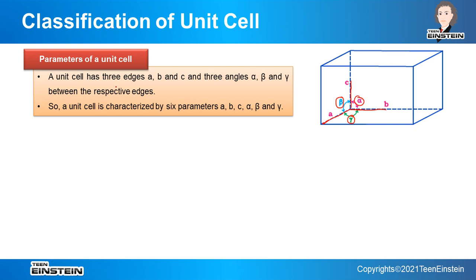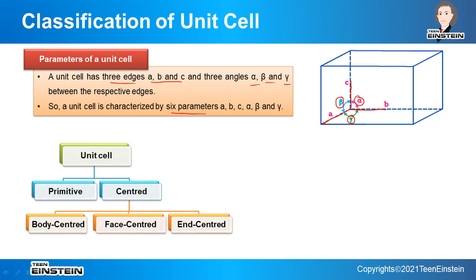So it has 3 edges A, B, C and 3 angles possible between A and B, B and C, and C and A. These are alpha, beta, gamma between the respective edges. So a unit cell is characterized by these 6 parameters. If we know these 6 parameters, we can easily classify under which category the unit cell will fall.